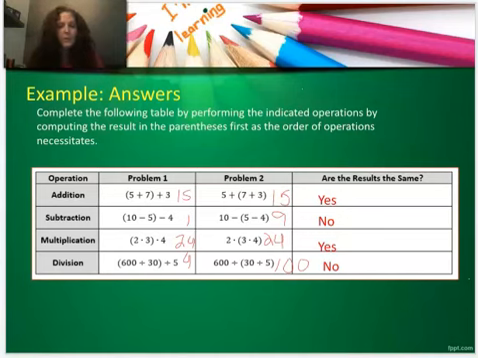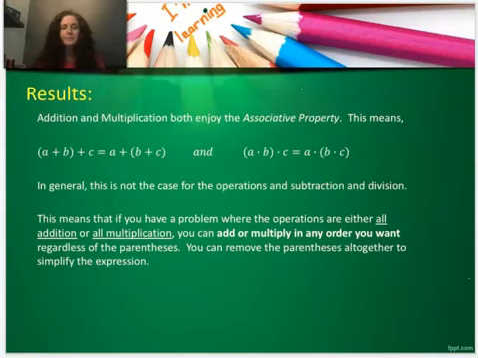For the subtraction problem, the results are not the same if you do parentheses first. On multiplication, they are the same. And then for division, they are not the same. So notice it was just the parentheses that we were following this time. So addition and multiplication both have the associative property. That means that we can change groupings.